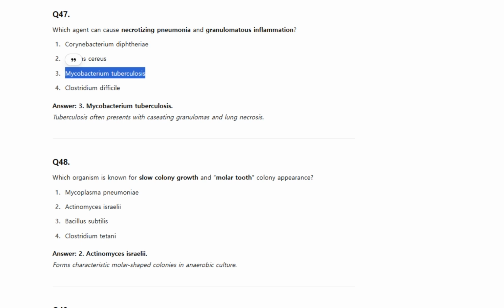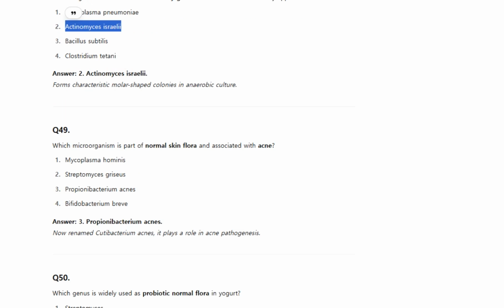Q48. Which organism is known for slow colony growth and molar tooth colony appearance? 1. Mycoplasma pneumoniae, 2. Actinomyces israelii, 3. Bacillus subtilis, 4. Clostridium tetani. Answer 2. Actinomyces israelii forms characteristic molar-shaped colonies in anaerobic culture.